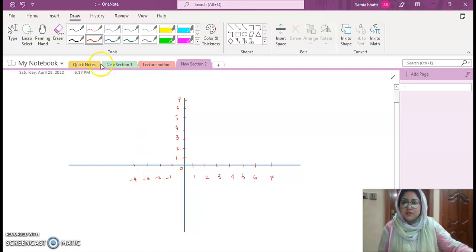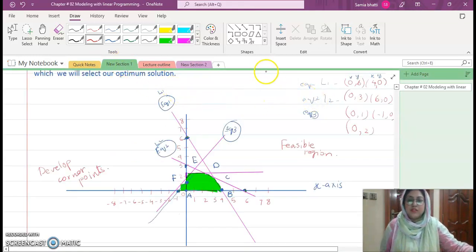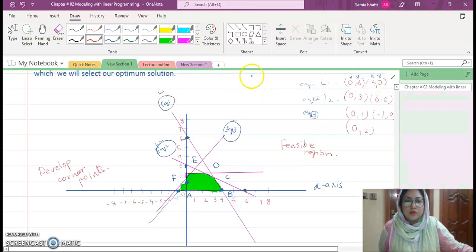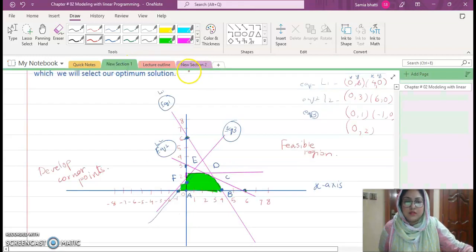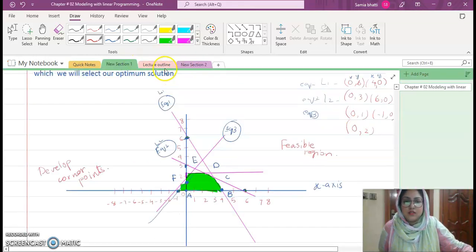Now I need points to make up my graph. So the points that I have obtained from solving the equations are 0, 6 and 4, 0. I'm quickly noting it down, because it will help me to plot my points. And 0, 3 and 6, 0. Then I have 0, 1 and -1, 0. Then I have 0, 2.